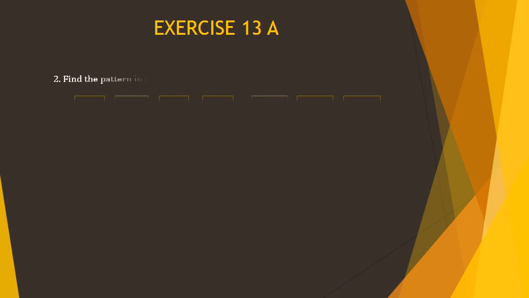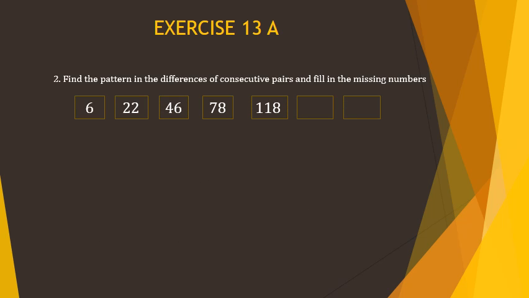Now children, in the next question, the question is: find the pattern in the differences of consecutive pairs and fill in the missing numbers. Children, in this pattern, you have to see the consecutive numbers, that is, the numbers which are coming one after another in the pattern. You have to find out that there is a pattern in the difference between two consecutive numbers. That is the difference between 22 and 6, the difference between 46 and 22, the difference between 78 and 46, and so on. So let us see what the difference is.